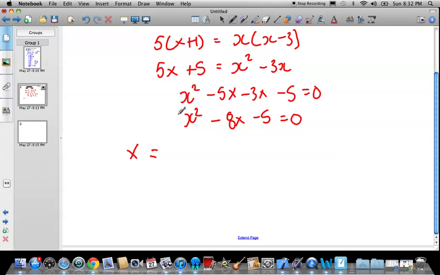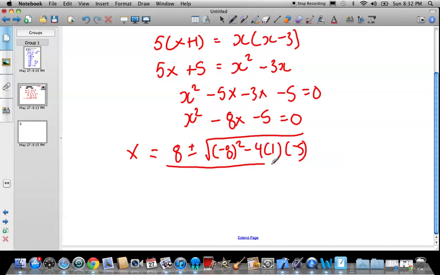Again, a is 1, b is negative 8, c is negative 5. So this is going to be 8 plus or minus. Remember, it's negative b, so if this is a negative 8, it's just positive 8. Then I have negative 8 squared minus 4 times a, which is 1, times c, which is negative 5. So I'm going to have a positive number this time. Anytime c is negative, because for me a is always going to be positive, you're going to have basically a positive underneath here. Then 2 times 1.